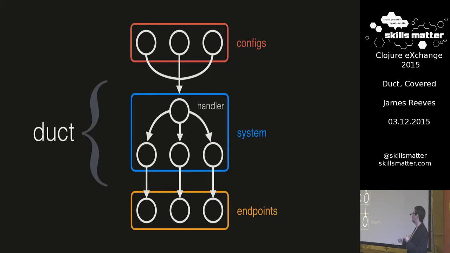So each endpoint will only receive the dependencies it needs. So if one endpoint needs the database, it'll get the database. If another one needs the database and the queue, it'll get that. So what we're doing is minimizing what everything can see. We're operating on a need-to-know basis. The endpoints only need to know the components in the system which they're dependent on, and the system is only dependent on the merged configuration.